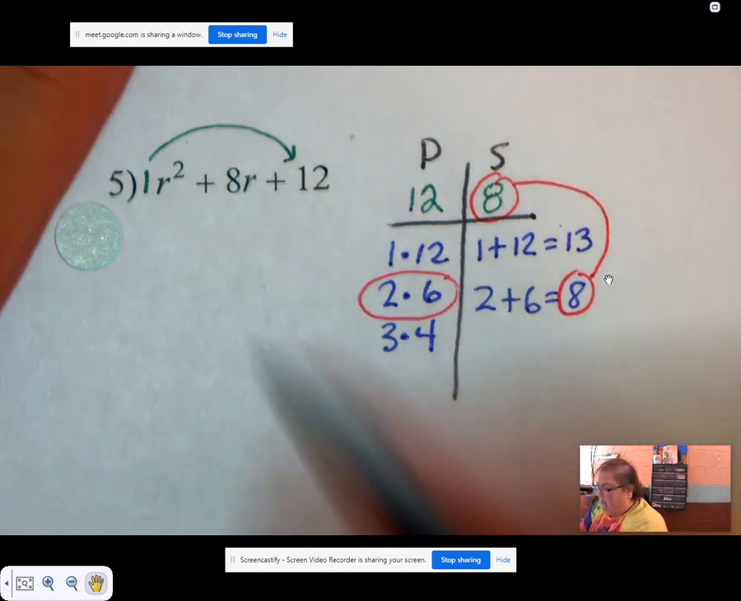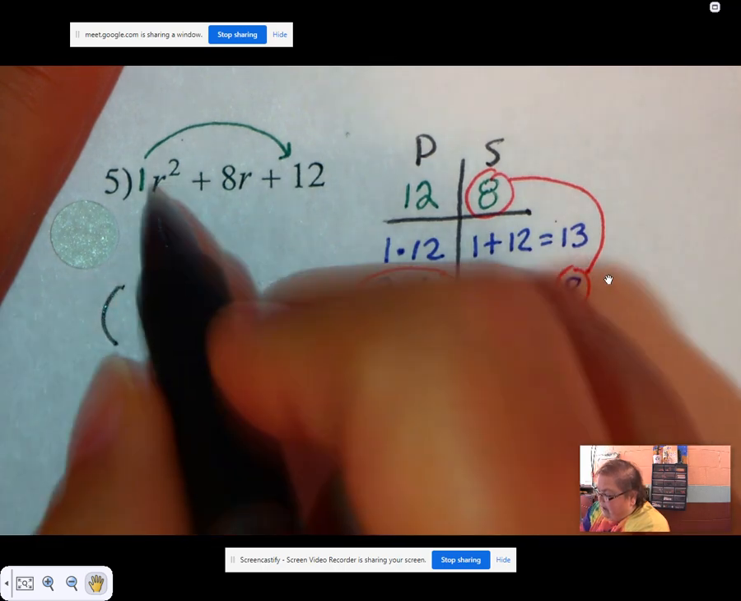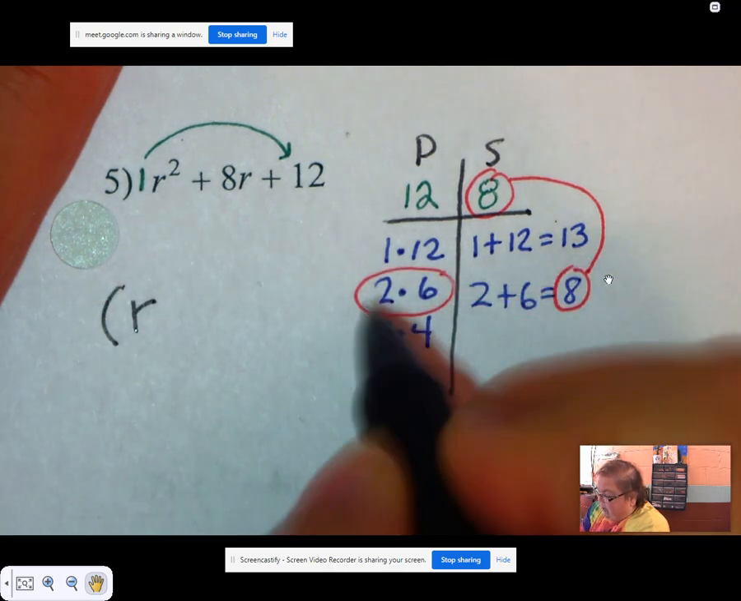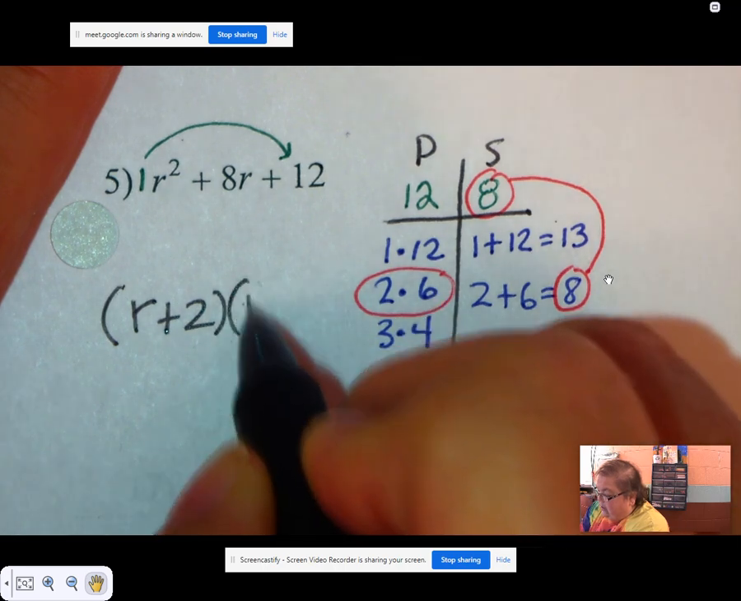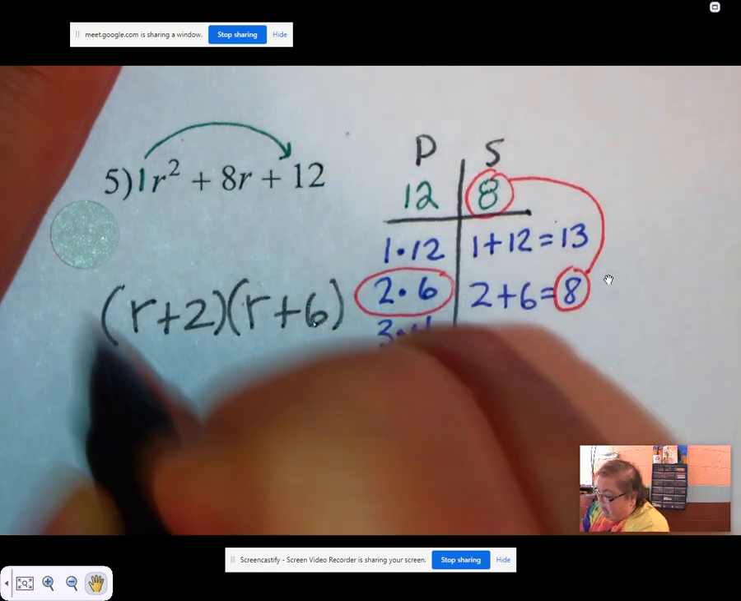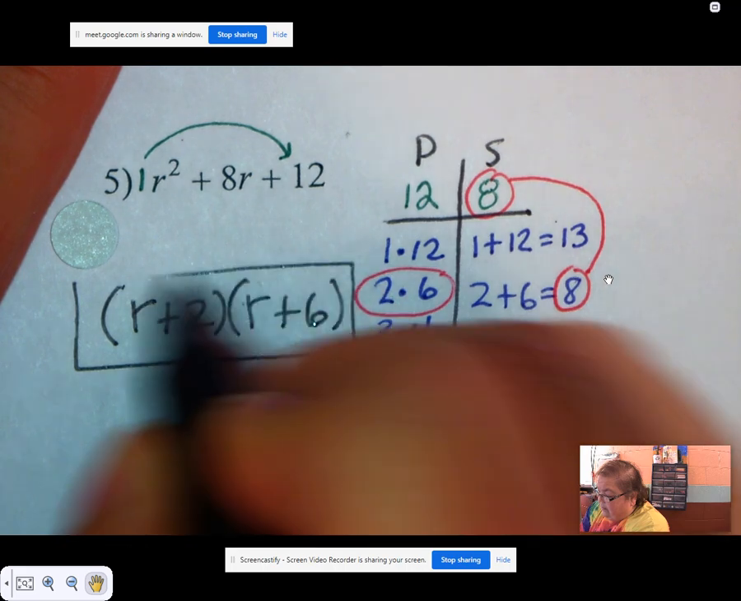So now my variable is r. I've got a positive 2 and r and a positive 6. And those are my binomials.